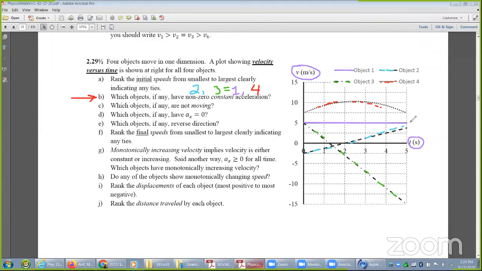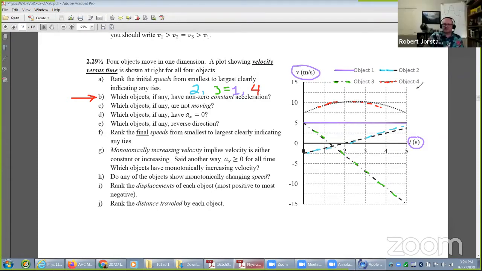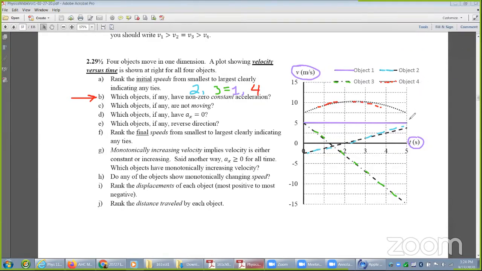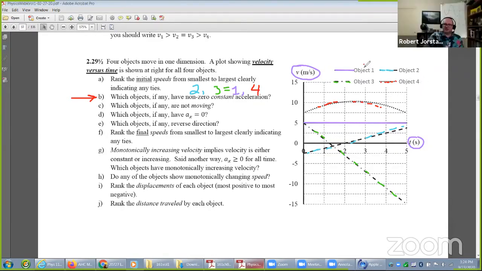2 and 3. All of them except for 1. Let's see. Sorry, actually, the last one is not. So object 1 is A equals 0, right? Yeah, because it's constant slope. And 4 doesn't have it either. This one does, and this one does. Now, one of them is positive and one of them is negative, but I don't think it asked about that. It just said non-zero and constant. All right, that's cool. Let's get this out of here now.